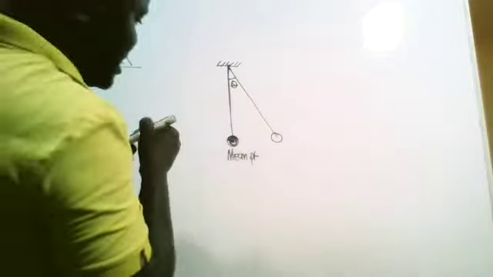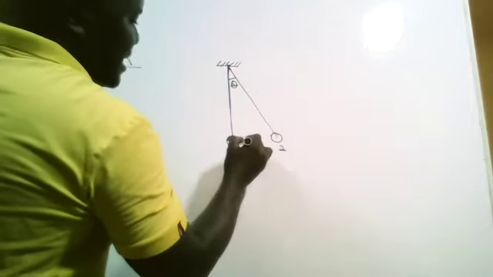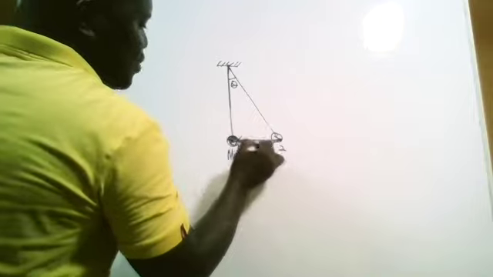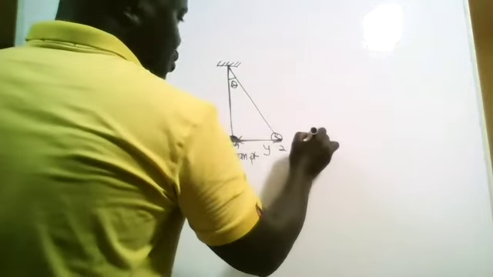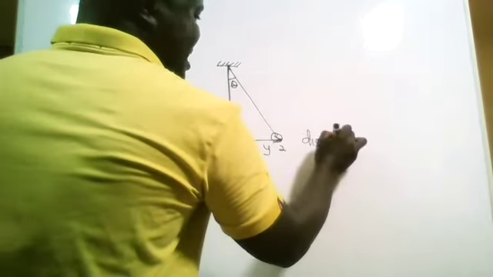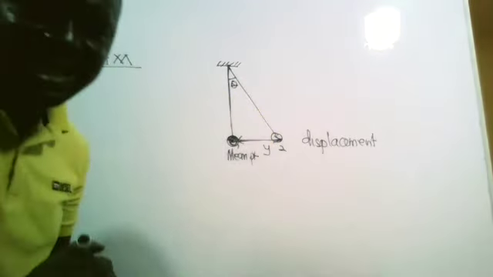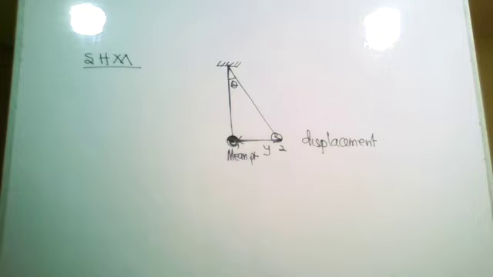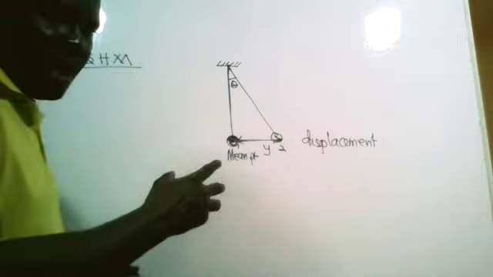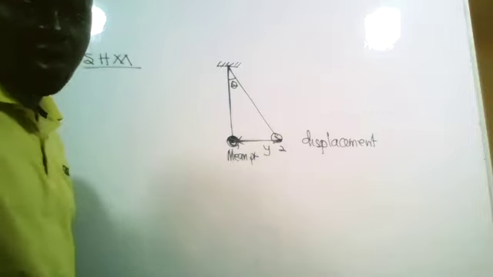Now, moving it from its mean point to any new position, from 1 to this distance, is what we call the displacement. So this distance from 1 to 2 is the displacement. So the displacement of a body executing SHM is any distance of the body from the mean point or from the equilibrium position. Okay, so the displacement is any distance of the body away from the equilibrium position or the mean point.